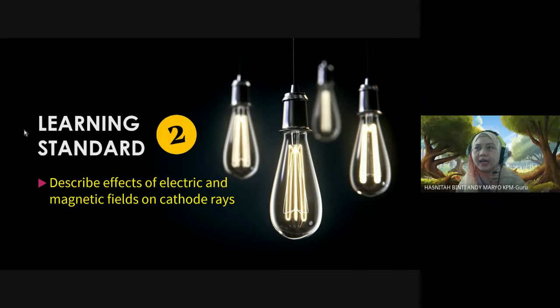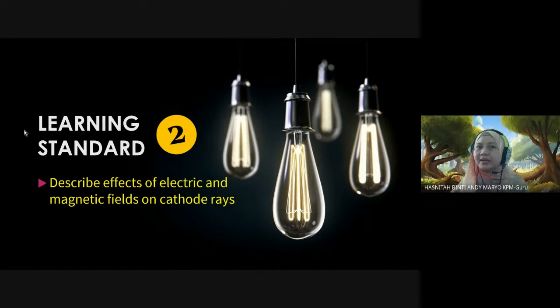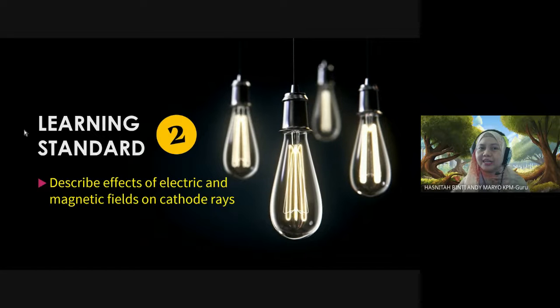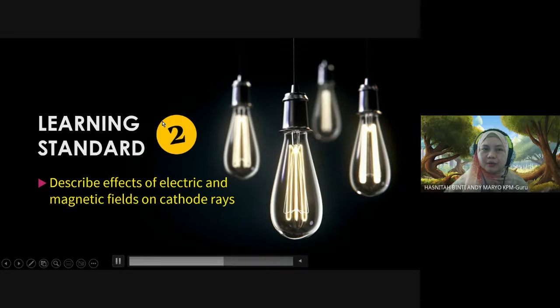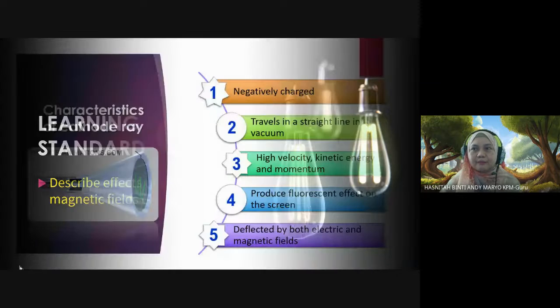Now we move to the second learning standard: to describe the effect of electric field and magnetic field on cathode ray. What happened to the cathode ray, students, when we place them in between an electric field and a magnetic field? So what do you think will happen? What will happen to the cathode ray?